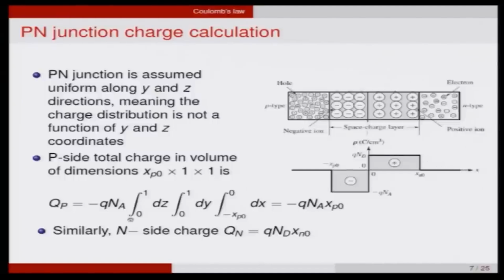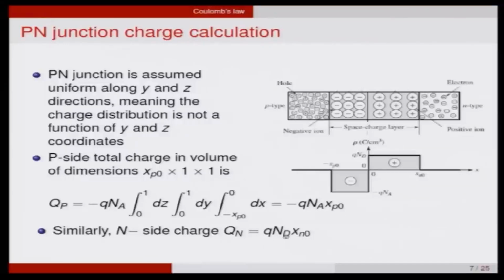If you consider a volume defined by the dimensions x_p, 0, 1 and 1, you just need to integrate over this region. The y and z integrations do not really matter because they are just integrals from 0 to 1, constant integrals that would come out. The charge density also is constant, so it can be taken out of the integral, and you can see that the total charge on the p side is minus qN_A x_p0. Similarly, you can carry out an integration to find the total charge on the n side of this junction, and it is qN_D x_n0.